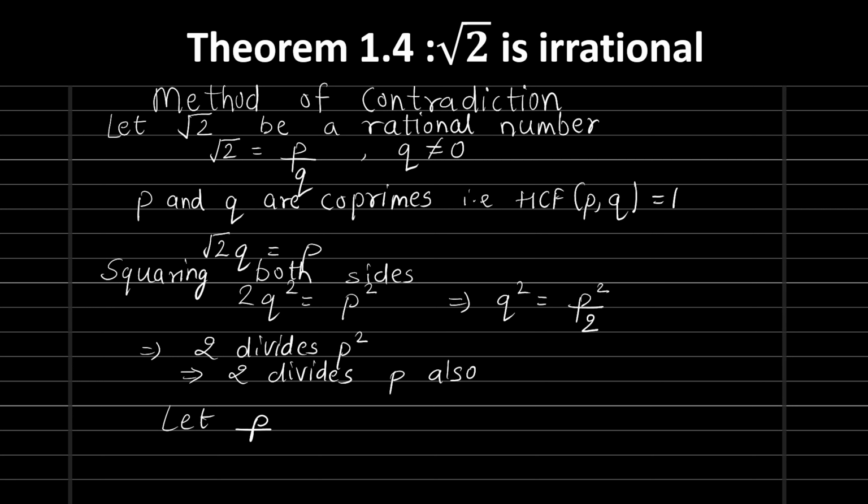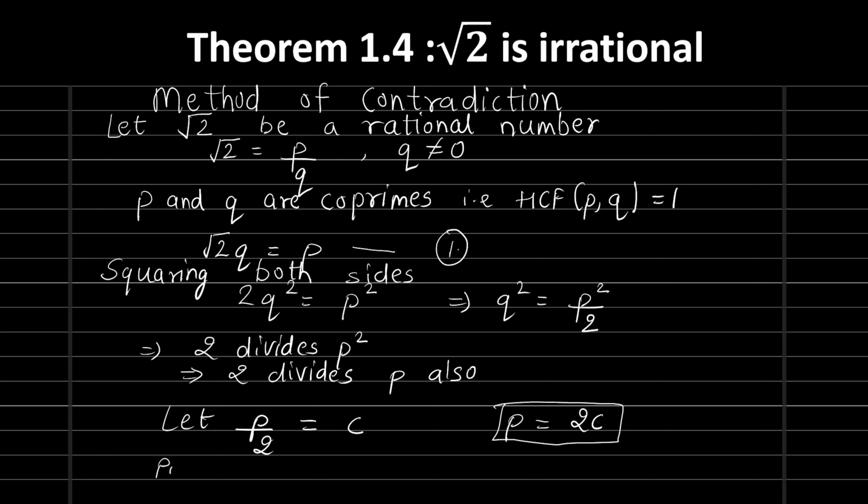Now, here we will write down, let p by 2 equals to c. So, according to this, p will be equals to twice of c, right? Now, this value of p, we are going to substitute it in this equation. Let's number this equation as equation number 1.